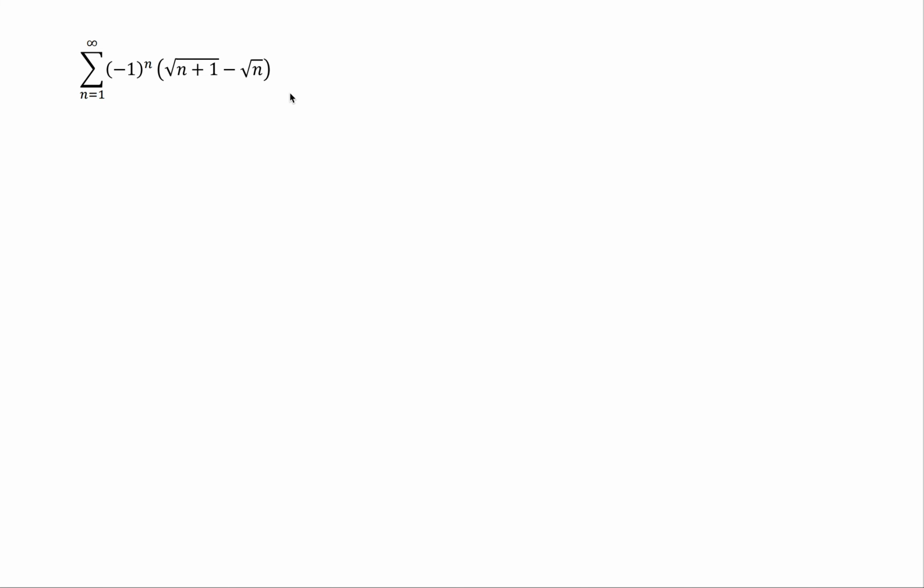We can rewrite what's in the parentheses, the square root of n plus 1 minus the square root of n, and turn it into a fraction. Let me turn my pen on. There we go. I'm going to put this over 1, and then multiply by the conjugate: the square root of n plus 1 plus the square root of n, top and bottom.